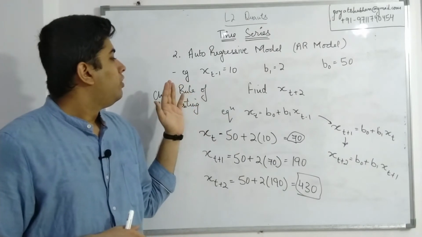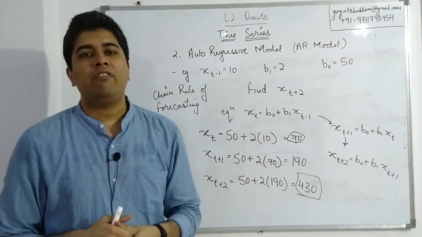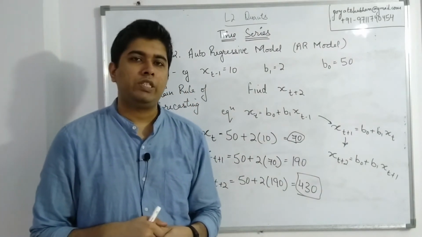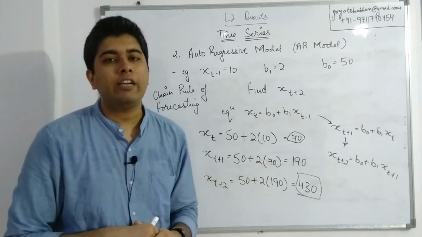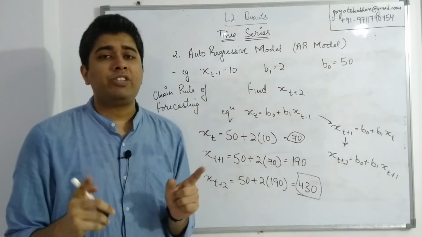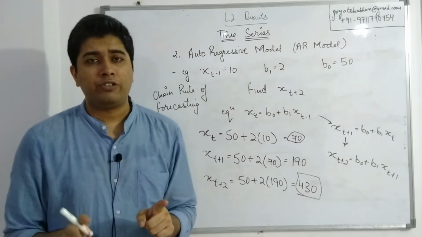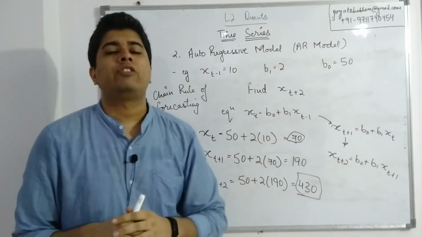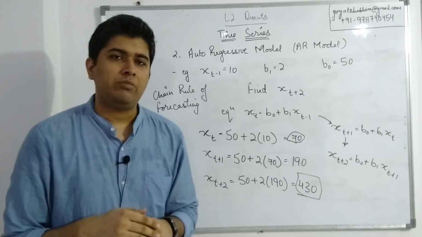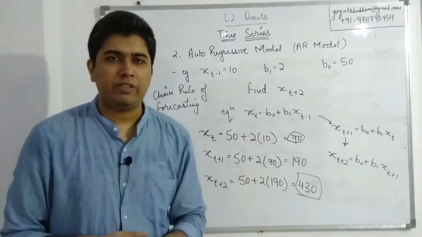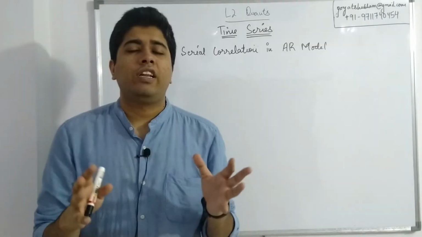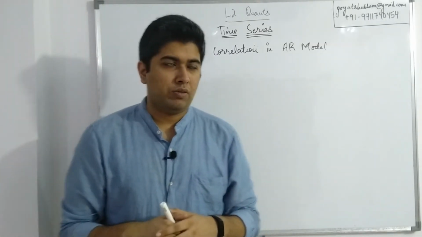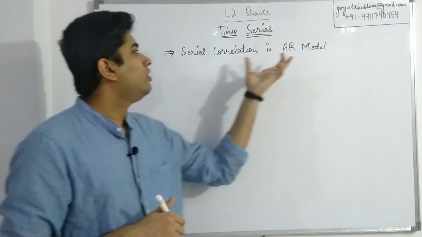Now, within this AR model, we have one major complication, which, well, we've covered in multiple regression. It is serial correlation. Another name for serial correlation is autocorrelation. So if you see the word autocorrelation or serial correlation used interchangeably, that is just because both of them mean the same. So let's look at that. The next major topic that we have to cover is serial correlation in AR model.